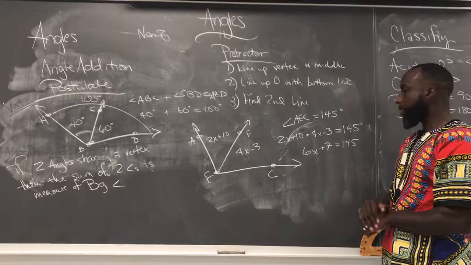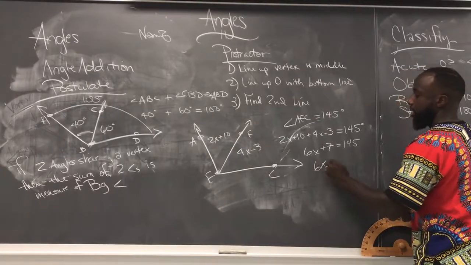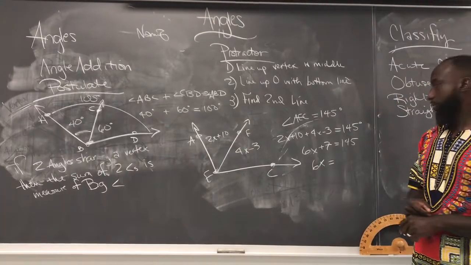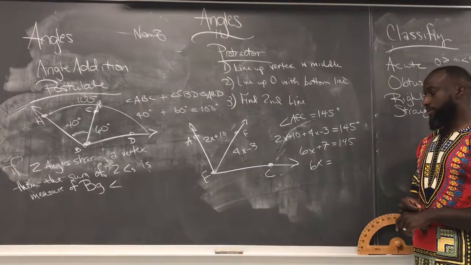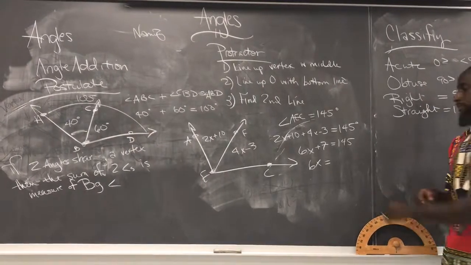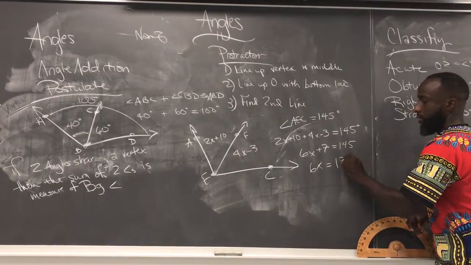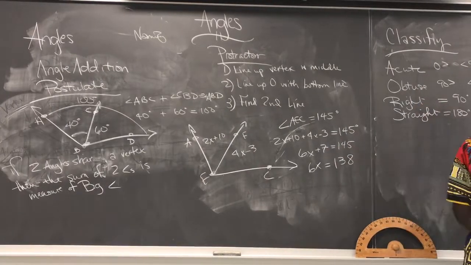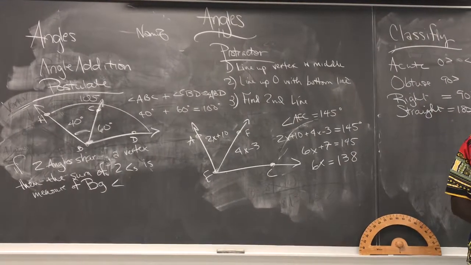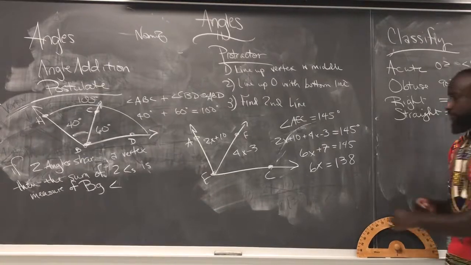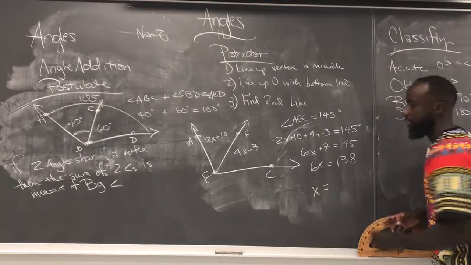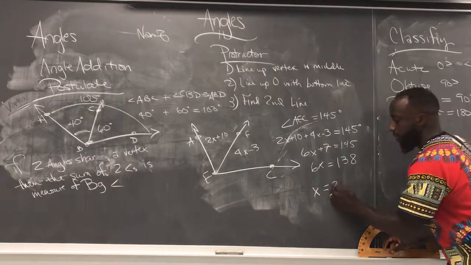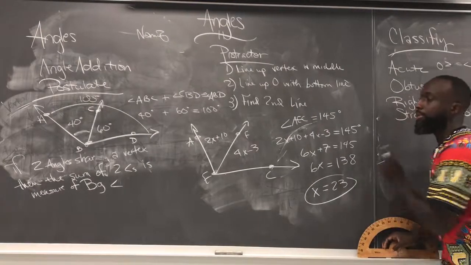Right. Subtract 7 from both sides. X is going to equal what? 138. Alright? Then we can divide by 6. X is going to equal what? 23. So x equals 23, but that's not what we want.